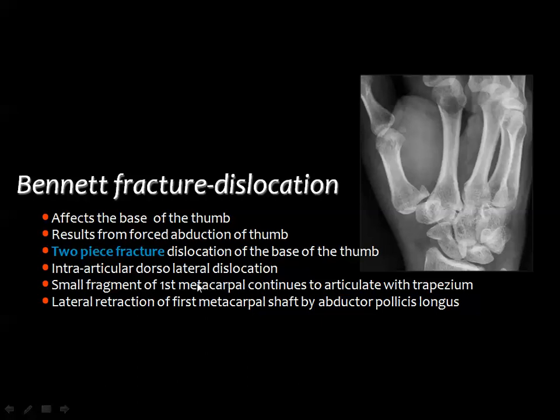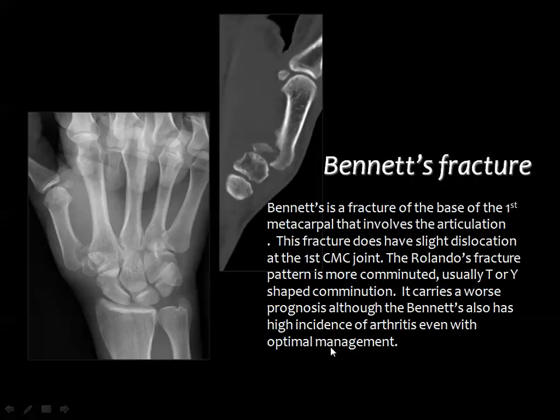As I have mentioned, this is a two-piece fracture, a small piece and a large one. It involves the articular surface, and it is slightly dislocated, as you can see here. It affects the medial aspect and reaches the articular surface. And this is an example of a classic Bennett fracture by X-ray and by CT scan. This is the metacarpal bone, and this is the fracture line.